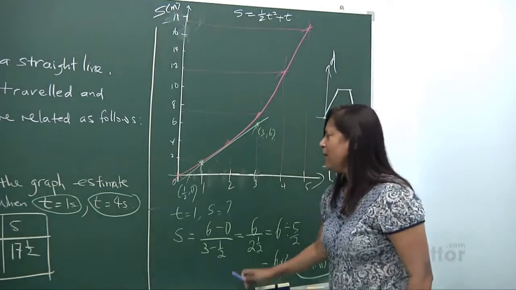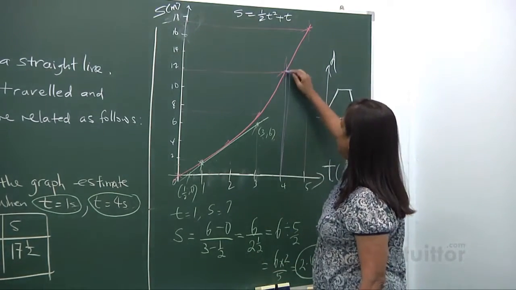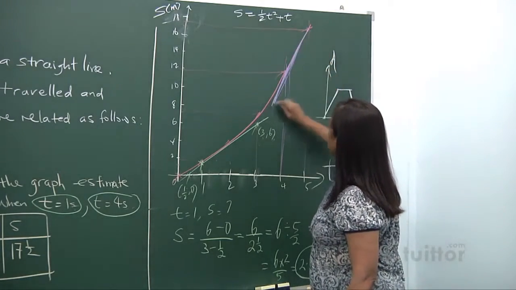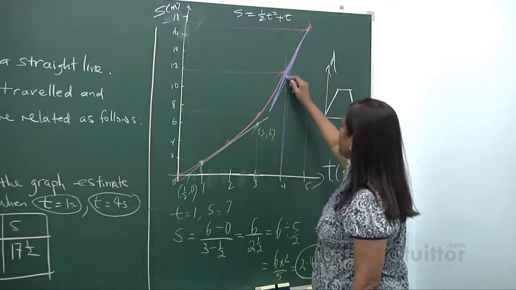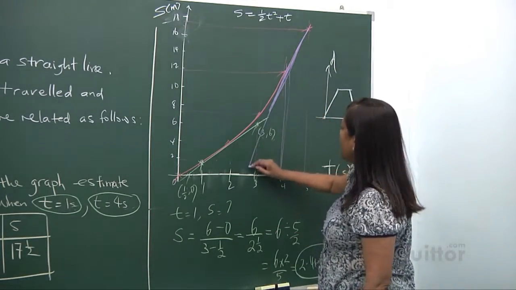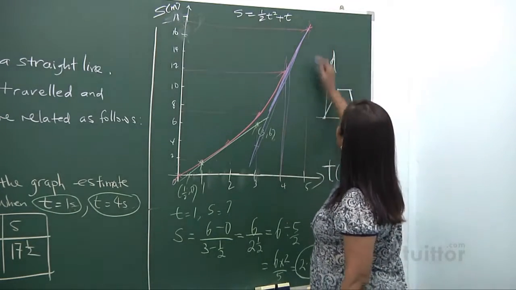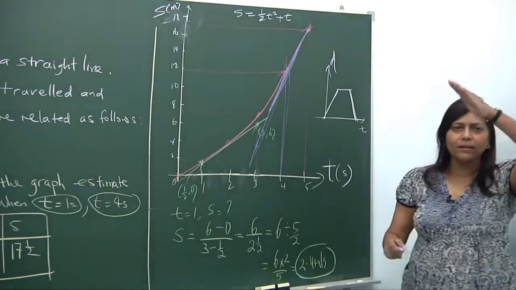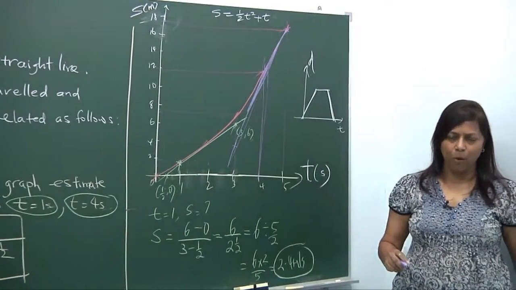Let's look at another point. When t is 4, look at this point, and you want to find out what the speed is. We just draw a straight line. Mark a point. Maybe I draw this straight line, I mark a point here, and I mark a point when t is 5. I draw a gradient that touches the curve at one point.